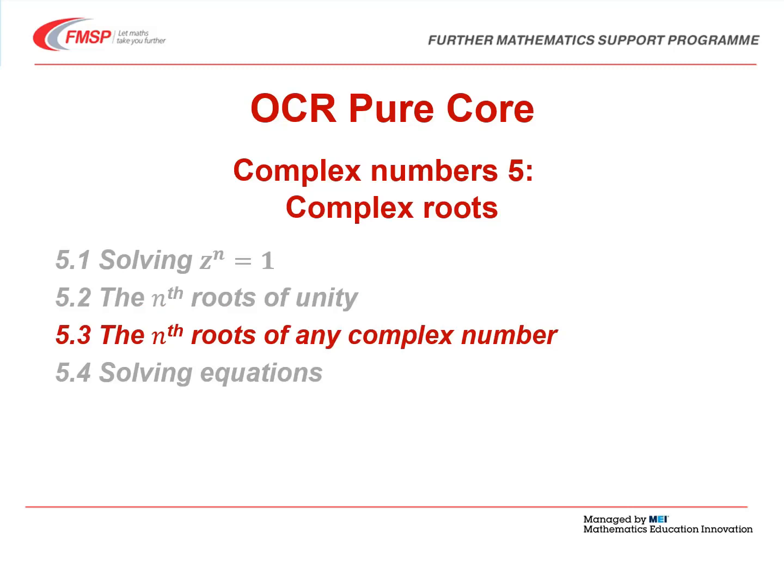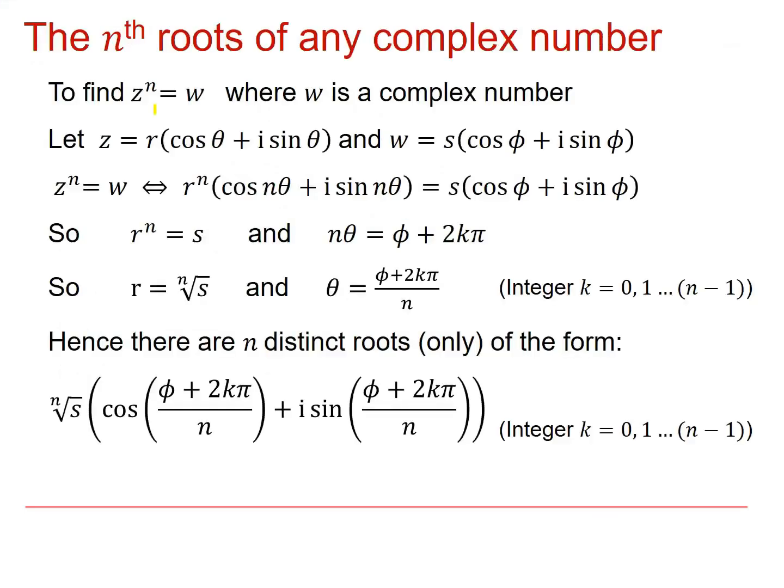This is a video for OCR Pure Core Mathematics, Complex Numbers 5, Complex Roots, 5.3, the nth roots of any complex number. So if we look at this equation, I've got z to the n equals w, where w is a complex number. The roots of this equation then will be the nth roots of w.